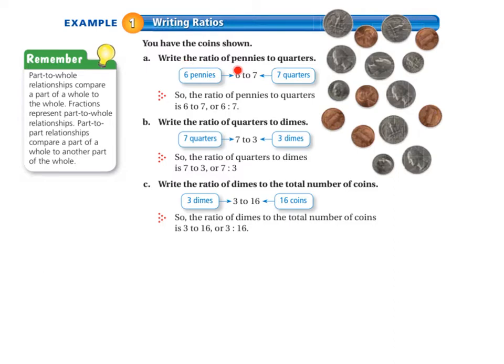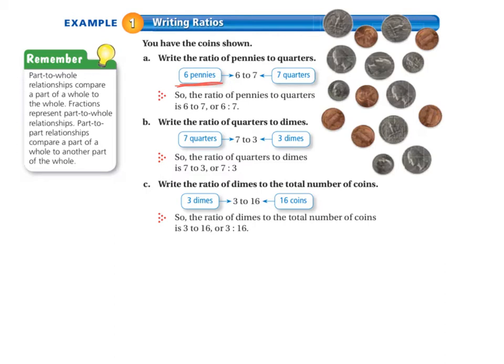So write a ratio of pennies to quarters. So I want pennies to quarters. So the first thing I want is pennies. I have 1, 2, 3, 4, 5, 6 pennies. Then I'm going to put 6 for my first number, just like they did here. They put 6. And then quarters, so it's going to be 6, and then I count quarters: 1, 2, 3, 4, 5, 6, and 7. So pennies to quarters would be 6 to 7. Again, you could write 6 to 7 with the word to, 6 colon 7, or 6 over 7 even.